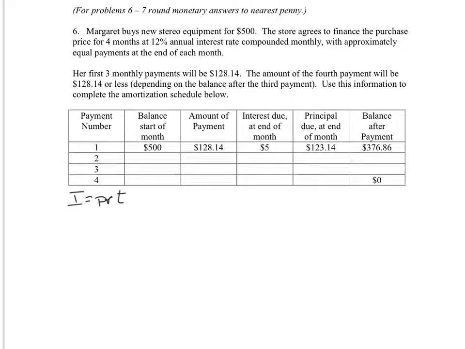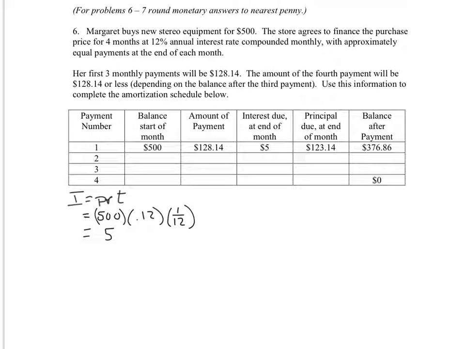Well, that's because if we plug in the $500 that she owes at the beginning of the month, she's being charged 12% interest, so we have 0.12. Now here's where you have to think for a moment. The amount of time that's going to pass before her payment is made is 1 month. Remember, time has to be expressed in years, so that's 1 over 12 for time. If you multiply that out, you come up with 5. That's why her interest that's due at the end of the month is $5.